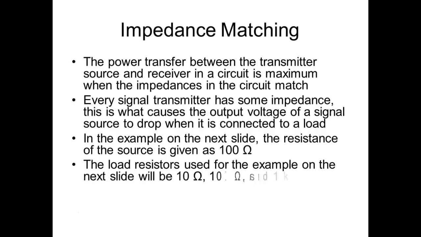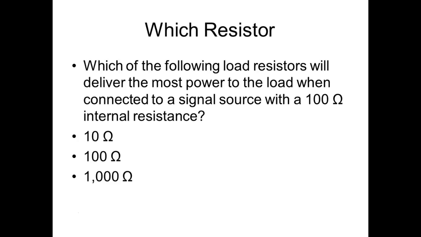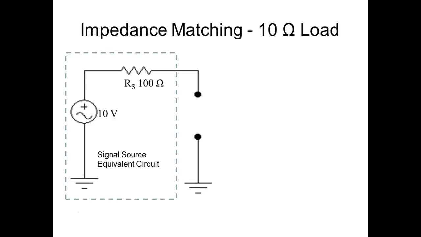And what we're going to do is we're going to change the load resistor between 10 ohms, 100 ohms, and a 1K. Which of the following load resistors would you think would deliver the most power? Now, what we're doing is our load, and we're simulating the resistance of the signal source. And it's an AC signal source. So we're saying this signal source has 100 ohms of internal resistance.